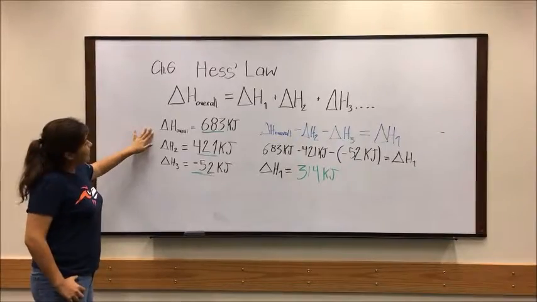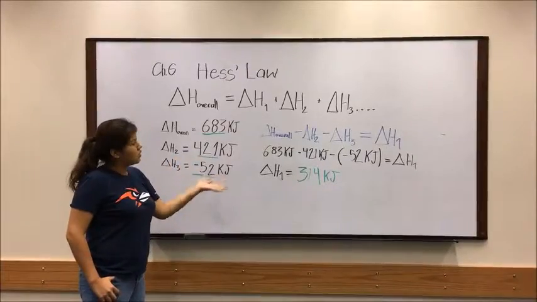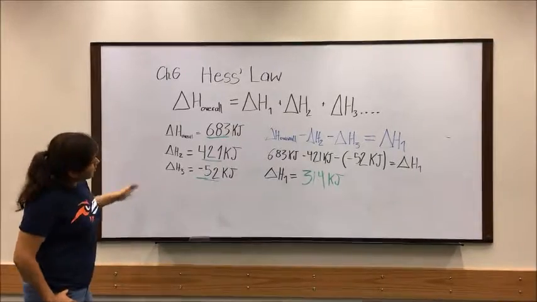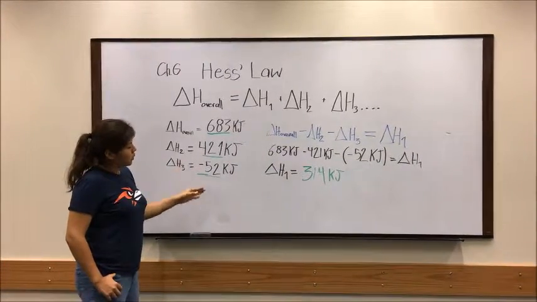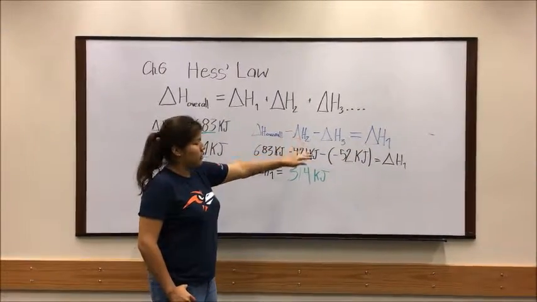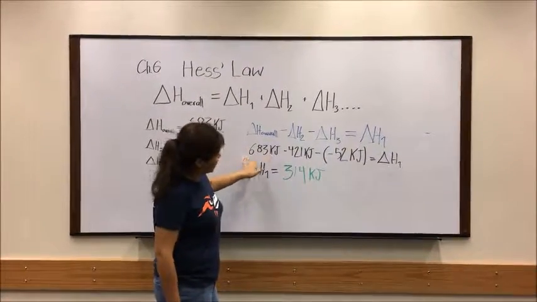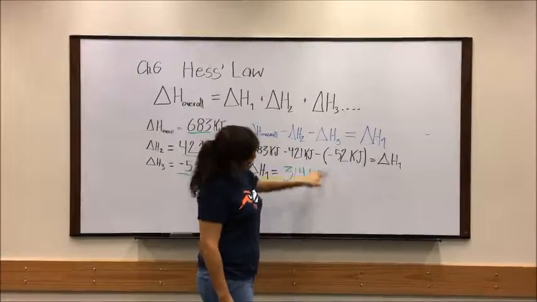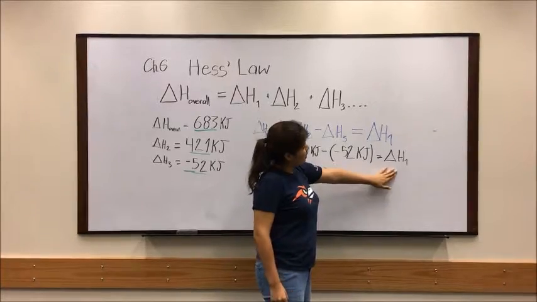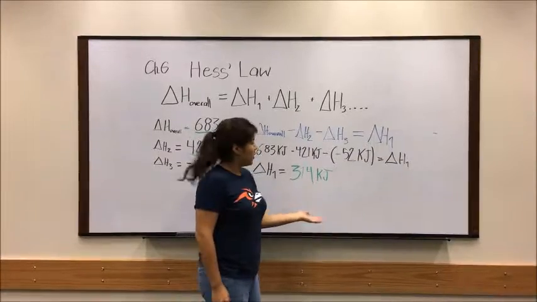For example, if we know that the overall enthalpy of a series of reactions is 683 kilojoules, and that enthalpy number 2 equals 421 kilojoules, and enthalpy number 3 equals an exothermic 52 kilojoules, we can calculate enthalpy number 1 by subtracting enthalpy 2 and 3 from the overall equation. That would be subtracting 683 kilojoules minus 421 kilojoules plus 52 kilojoules because the reaction is exothermic. And we'll see that enthalpy number 1 equals 314 kilojoules.